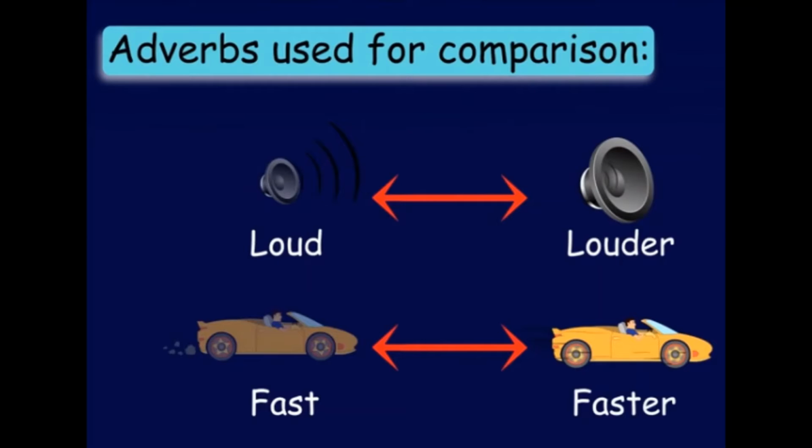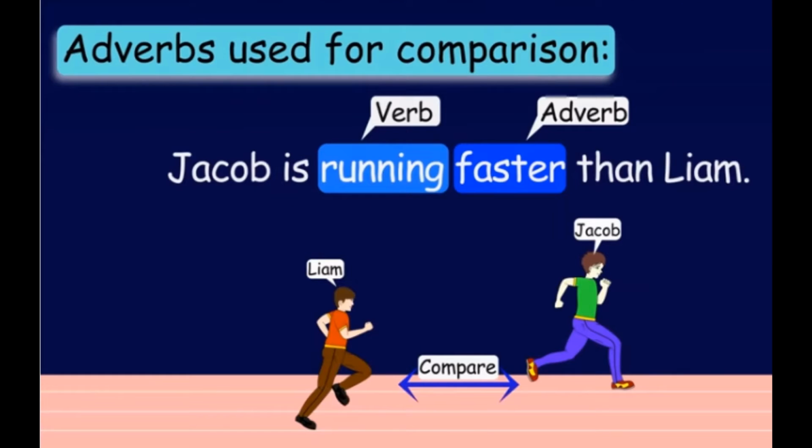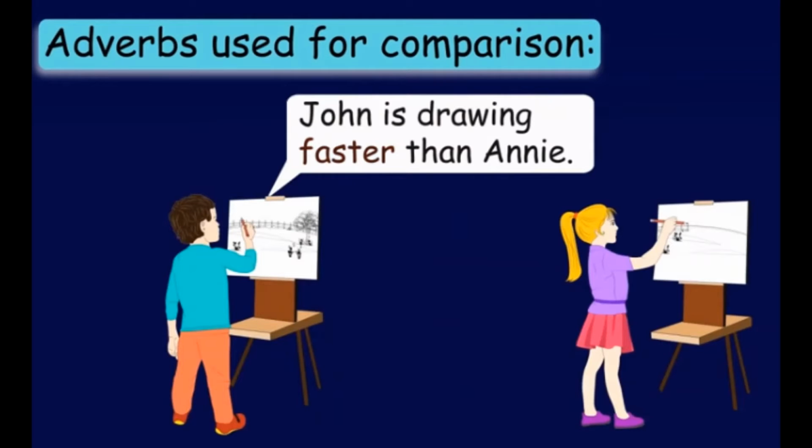Now we have a few more words where we are adding er: loud, louder, fast, faster. Okay, so let's see how we use them in a sentence. Jacob is running faster than Liam. So faster is the adverb here, and there is a comparison between Liam and Jacob. We are adding er and it becomes the comparative degree of comparison. John is drawing faster than Annie. Faster is the adverb here, and it is showing the comparison between John and Annie's drawing.